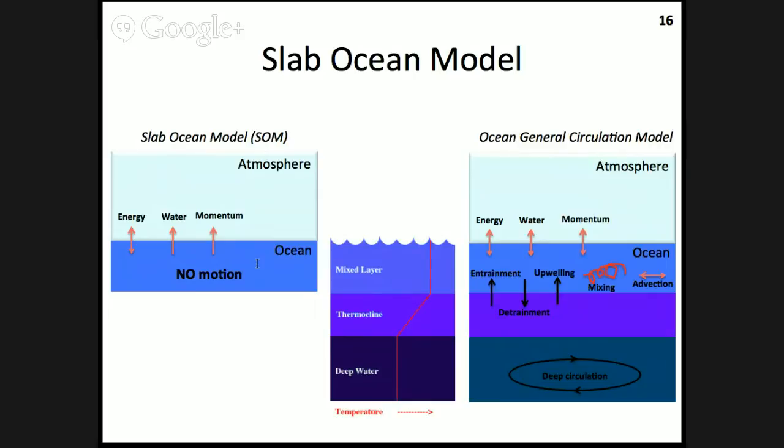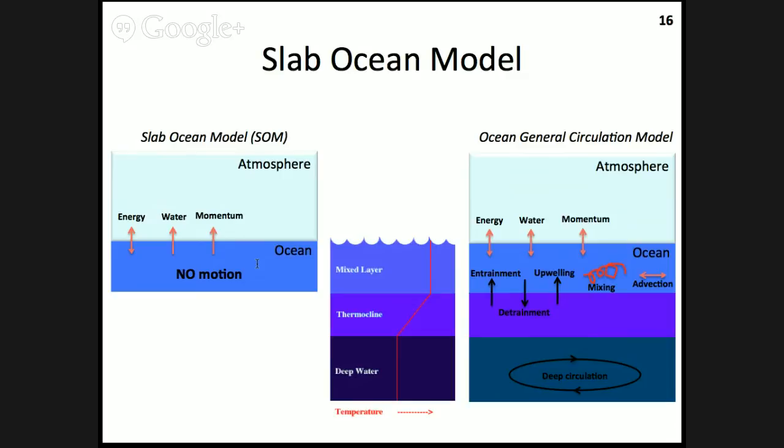The ocean exchanges energy, water, and momentum with the atmosphere, and there's entrainment, there's interaction between the mixed layer and the deep ocean and thermocline, and there's mixing. But in the slab ocean model, it consists only of a mixed layer. There's no deep ocean or thermocline, and this is stable. There's no motion in the mixed layer, and it exchanges energy, water, and momentum with the atmosphere.